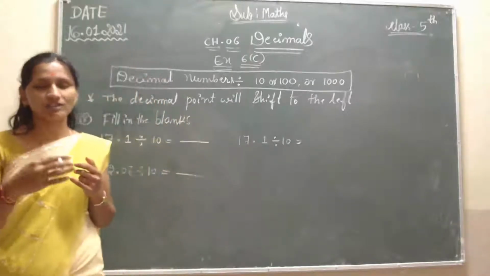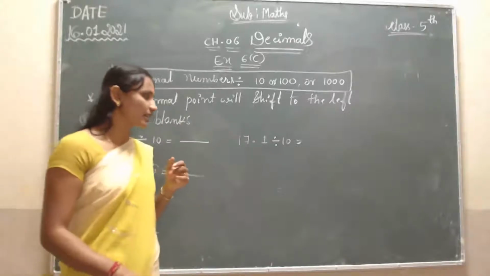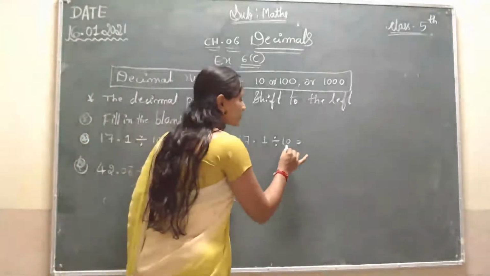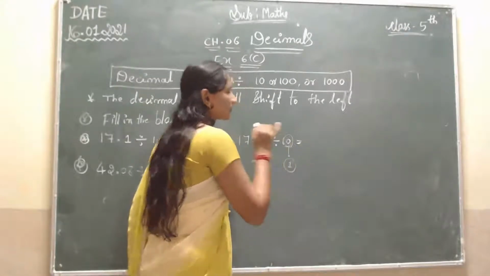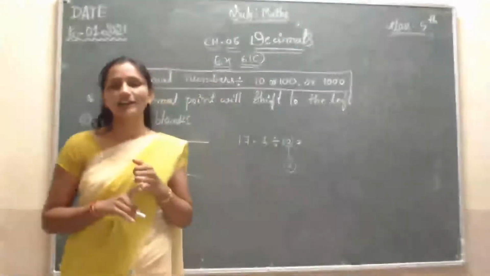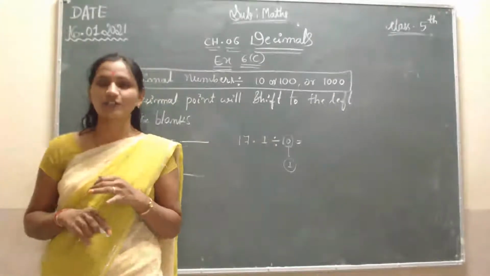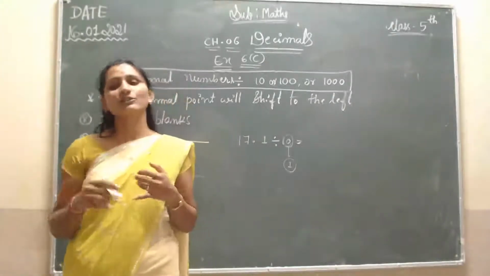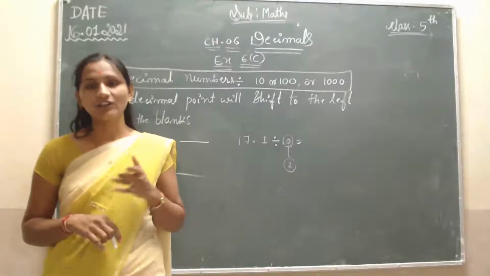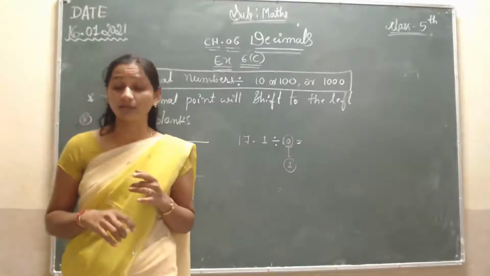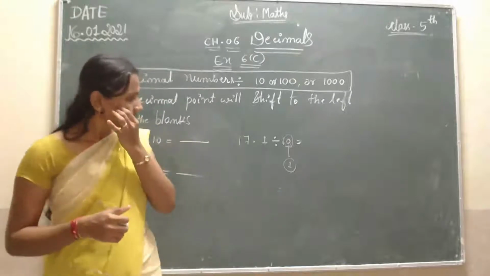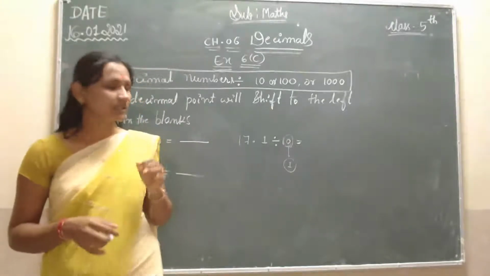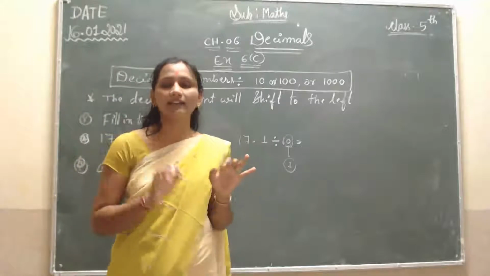After the point you have tenths, hundredths, thousandths, and so on. But here, students, can you observe how many zeros this has? This is 1 zero. Because 10 has 1 zero, 100 has 2 zeros, 1000 has 3 zeros, 10,000 has 4 zeros. Already you learned in the number and numeration chapters that 1 lakh has 5 zeros. But here, 10 has 1 zero.